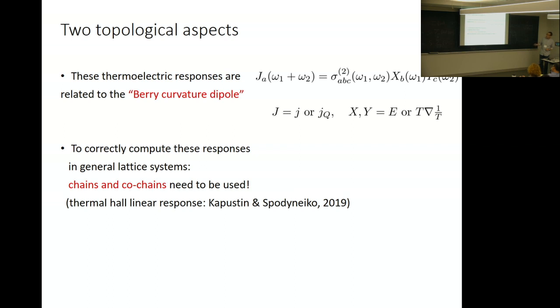And what is really surprising to me is that to correctly compute this very concrete response, you actually have to use chains and co-chains somehow. So this is very surprising. I'm just trying to compute some response, just doing some time dependent perturbation. But to do it correctly, this was actually pointed out by Anto in this very nice paper. So he was trying to compute the system of linear response.